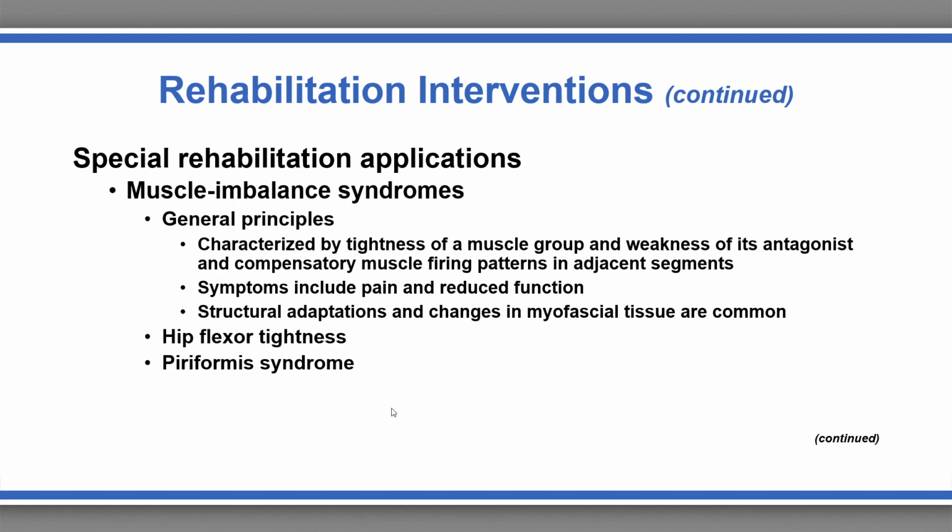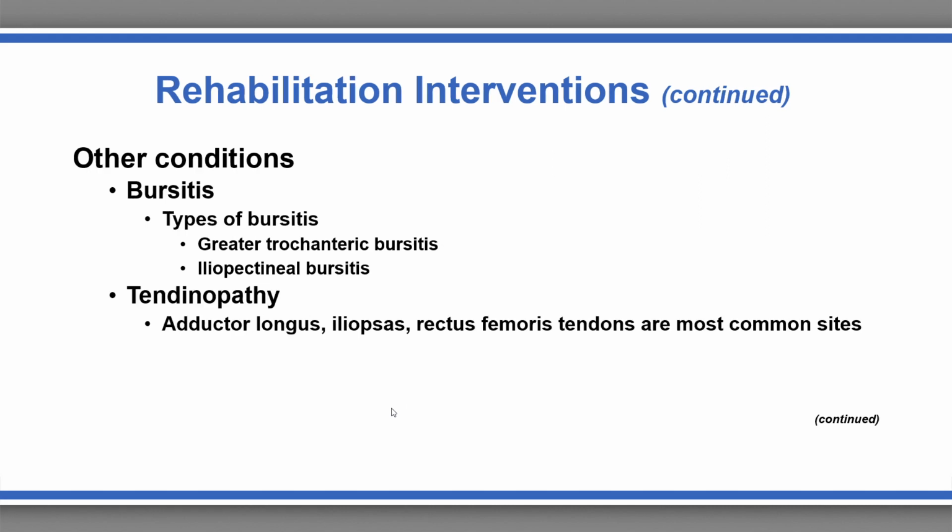Now we're going to move on to a couple other conditions, bursitis and tendinopathies. Bursitis refers to that inflammation of the bursa. And the most common site for bursitis in the hip is the greater trochanteric bursitis. But once again, other bursa that surround the hip may also be subject to irritation.